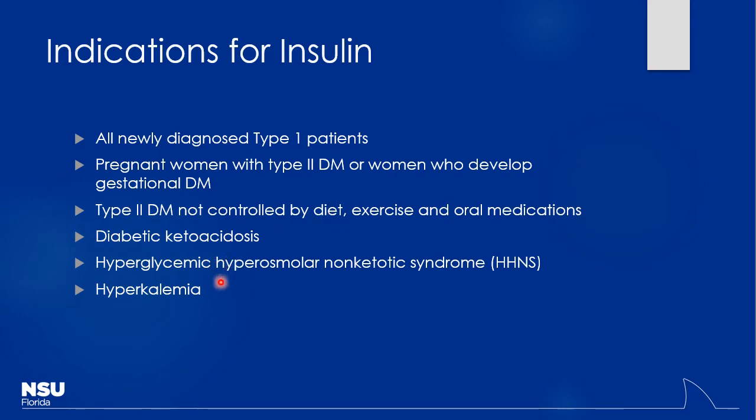DKA and hyperglycemic hyperosmolar non-ketotic syndrome, that's something that happens with type 2 diabetic patients. You're going to find that they develop that. And then hyperkalemia. I think hyperkalemia can be an indication for insulin.